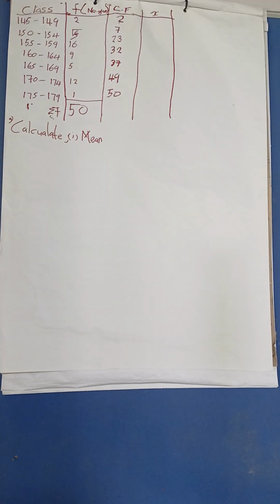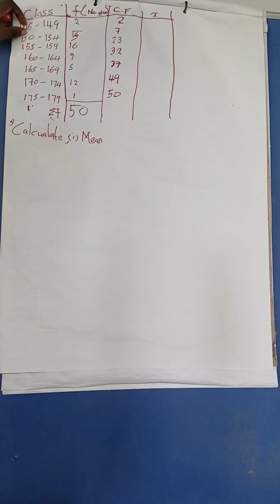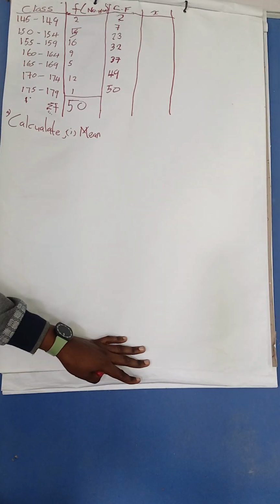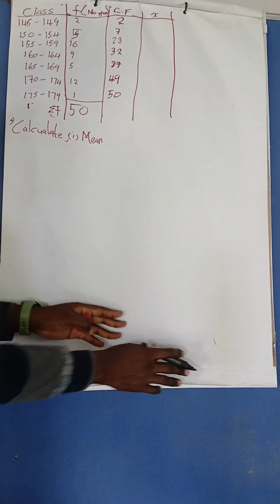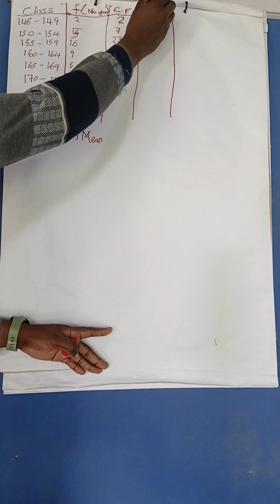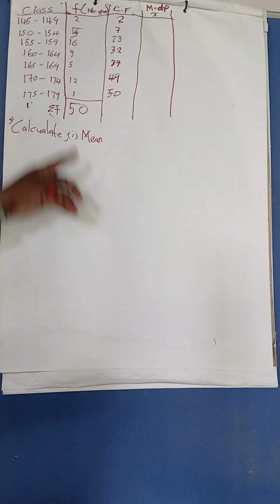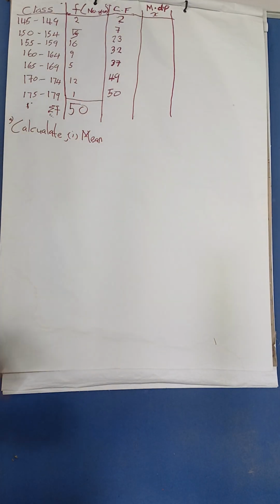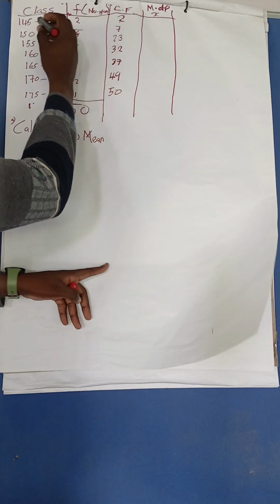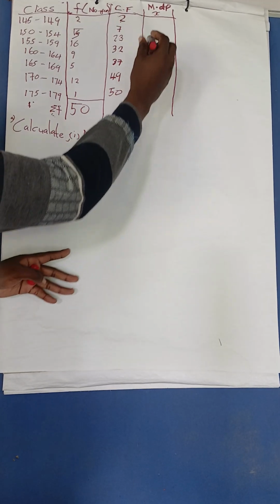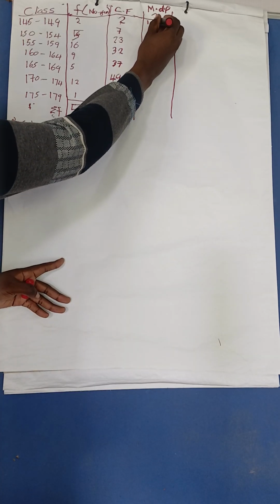Now, you call it x, maybe because you have not gotten to the term yet, but that x is called the midpoint. It's the midpoint of the lower class limit and the upper class limit. So this is the midpoint. You'll be adding 145 plus 149, and dividing by 2, you'll get 147.